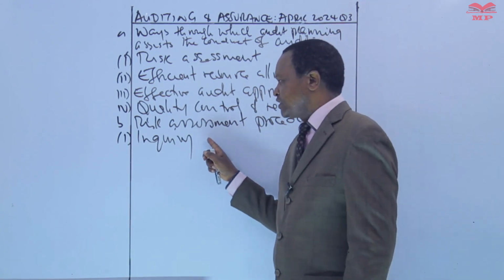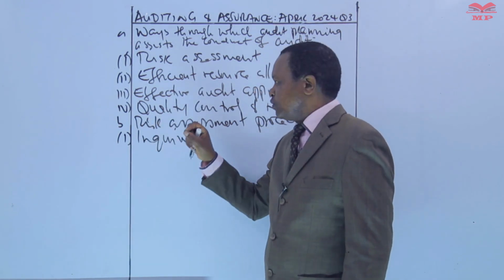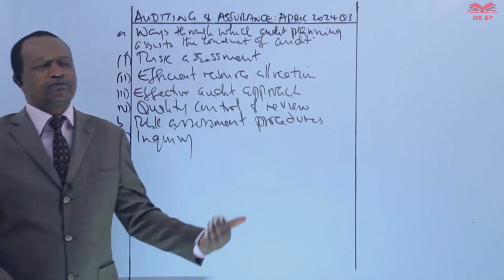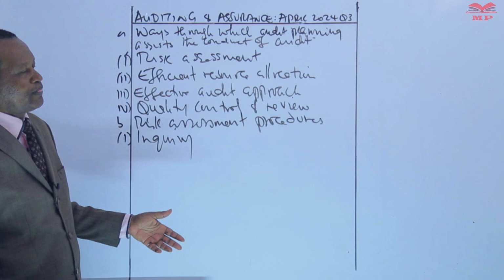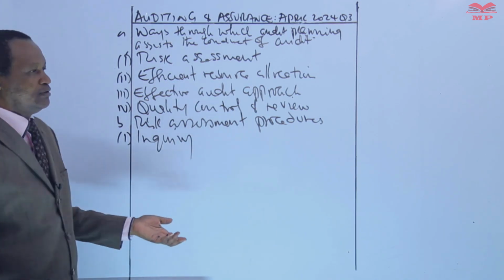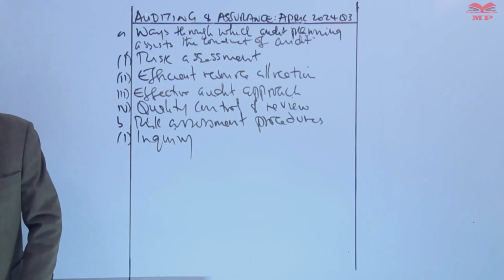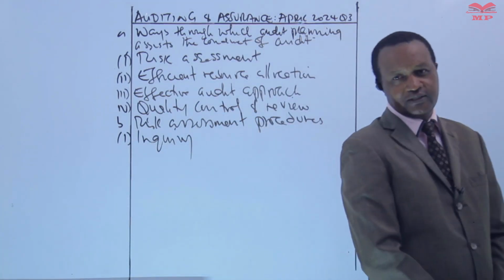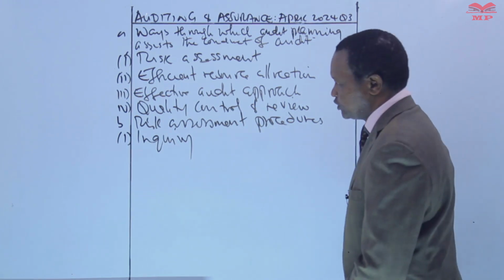So inquiring, having a discussion with the management in relation to risk, asking the management, what do you think are the potential risk areas of material misstatements in the financial statements? You ask questions, ask the internal auditors, talk to those charged with governance, for example, the board of directors and so on. Someone says communication with predecessor auditor. Let us exhaust this point on inquiry. Inquiry. Right? Inquiry. That is a procedure.